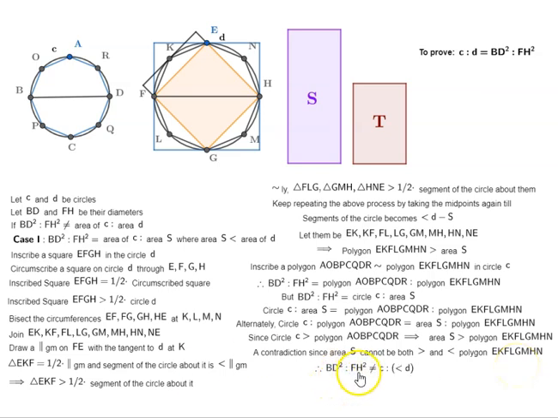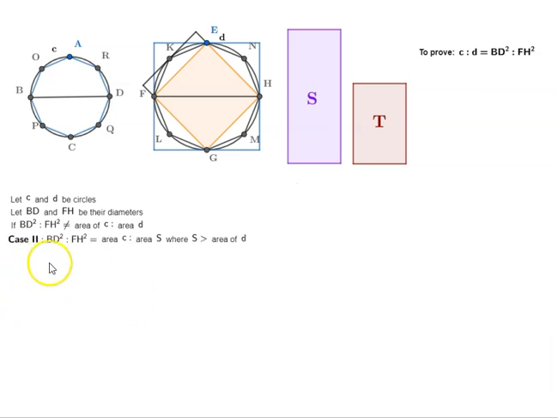So BD square is to FH square is not equal to C is to anything less than D. Similarly, we can show the other way around also, that FH square is to BD square is not equal to D is to anything less than C. In this particular case, we took the area S less than area of D. Now let's look at the other case. The other case is BD square is to FH square is equal to area C is to area S, where S is greater than area of D.